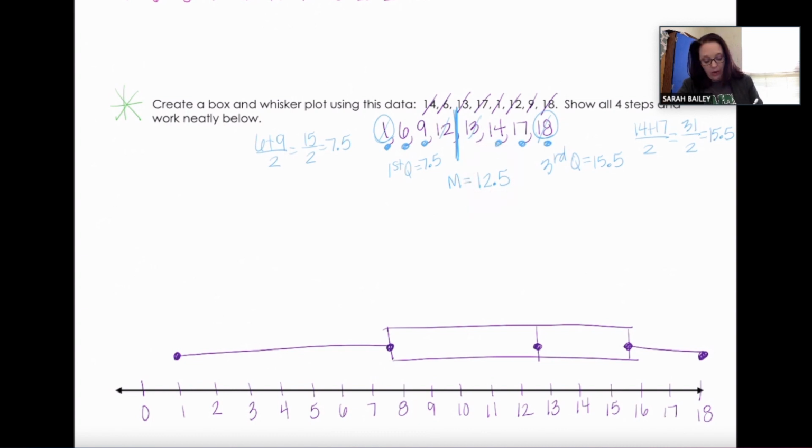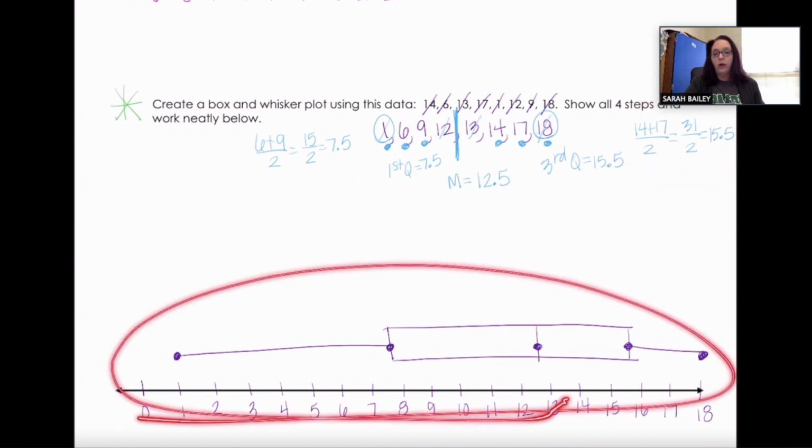When I did the median of the lower half, I'm left with a 6 and the 9 in the middle. And halfway between 6 and 9 is 7.5. So that's where I just wrote first quartile, or first Q, instead of lower quartile, but they mean the same thing. Those 2 terms are interchangeable. Over here, I'm left with the 14 and the 17 in the middle, which ends up averaging out to 15.5. Okay, and then I've made my box plot accordingly.